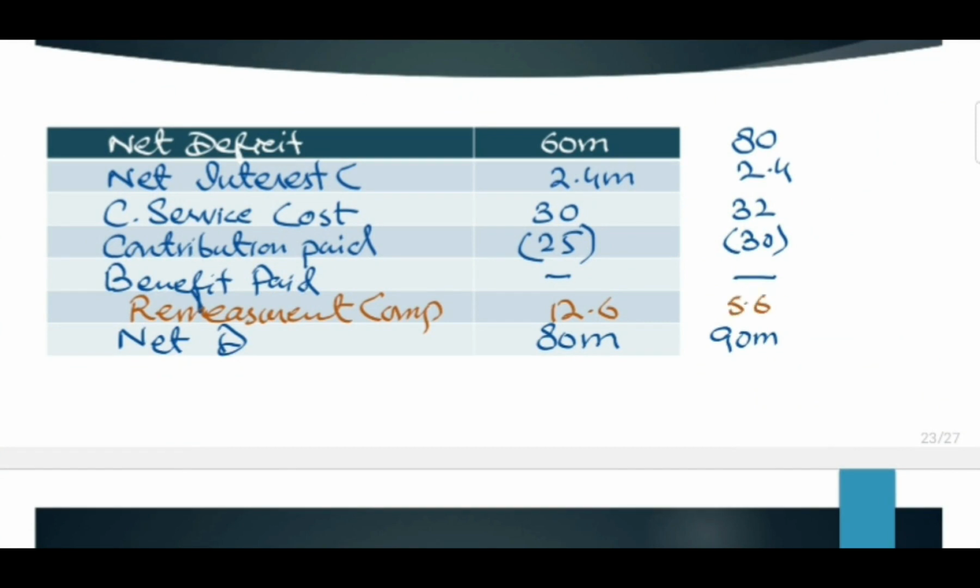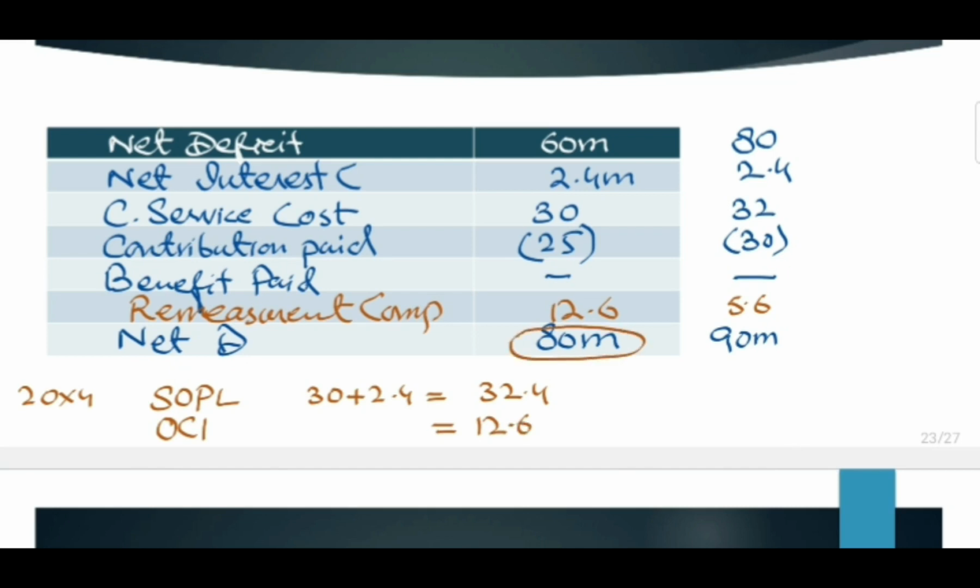Now we need to consider what amount will be recorded in the statement of profit and loss. For the year 20X4, 30 million of service cost and 2.4 million of interest cost would be recorded in the statement of profit and loss. And in other comprehensive income, the remeasurement component of 12.6 would be recorded. While in the statement of financial position at 31st December 20X4, a net deficit of 80 million would be recorded.